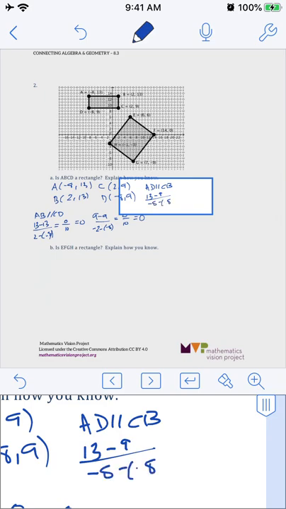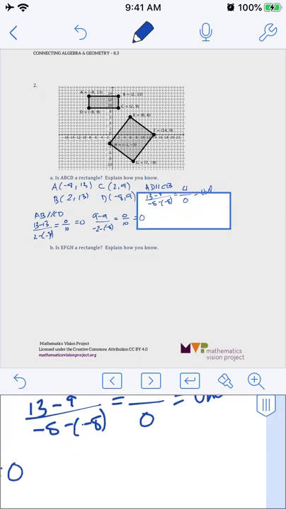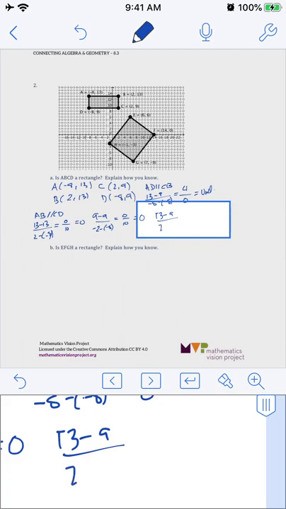-8 minus -8. Yep, and I can see some question marks there, right? But I get an undefined slope. 13 minus 9 is 4, so 4 over 0. So we'll call this undefined. Even though that's undefined, as long as the other one's also undefined, they match, right? And as long as they match, they're good. The other one is not exactly the same numbers, 13 minus 9 over 2 minus 2. But again, we get 4 over 0, which is a big problem.